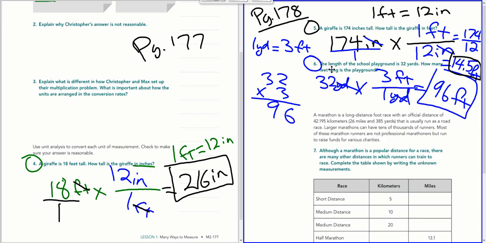Now number 6, similar idea, just different units of measure. We have 32 yards is what we start with, and then we know that 1 yard has 3 feet, and I want the yards to be on the bottom so they cancel out. So I have 32 times 3, which is 96 feet. If you do these problems, you're going to be fine on the assignment.